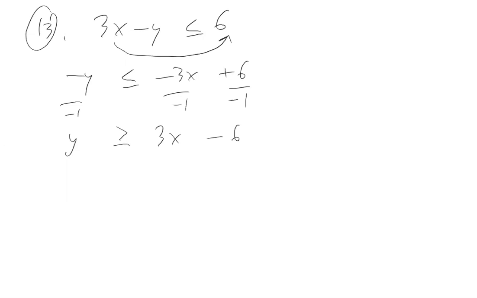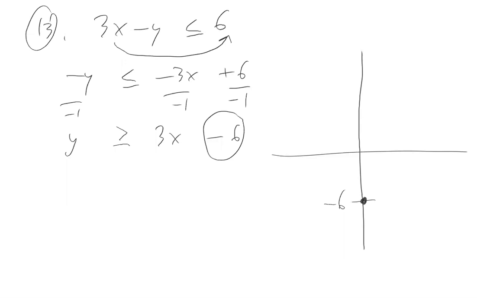So whenever you divide by a negative number, it changes the sign, and that includes the inequality sign as well. So you get that. Now I'm ready to graph it. Do you remember how to graph a line? What you do when you graph a line is you start with the y-intercept. So on the y-axis, you're going to plot -6. And then you look at the slope.